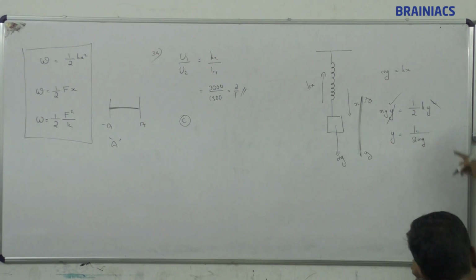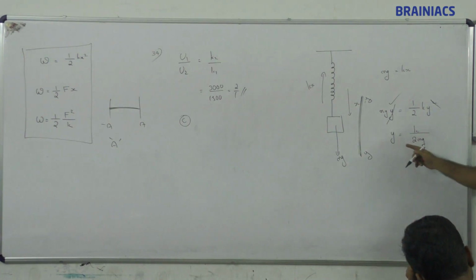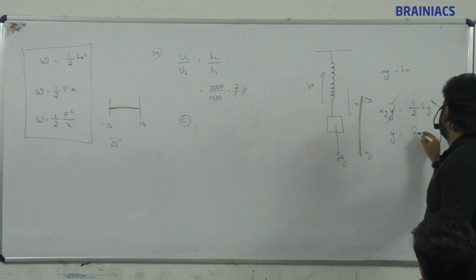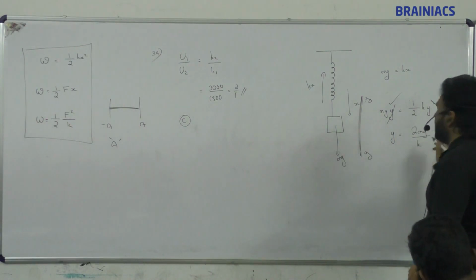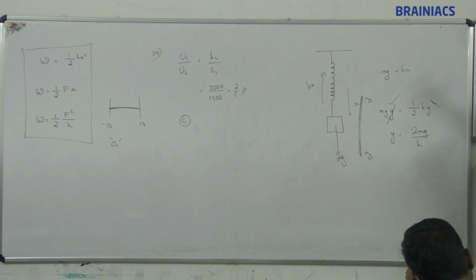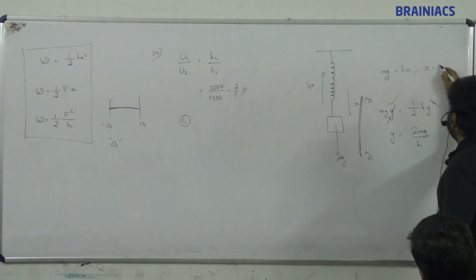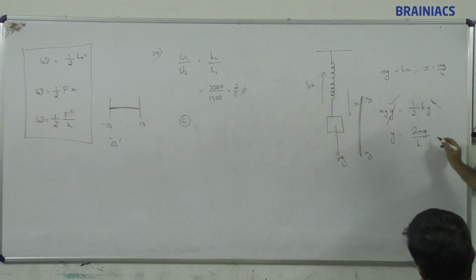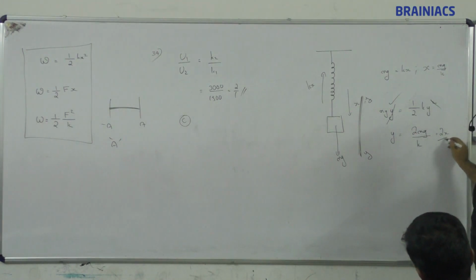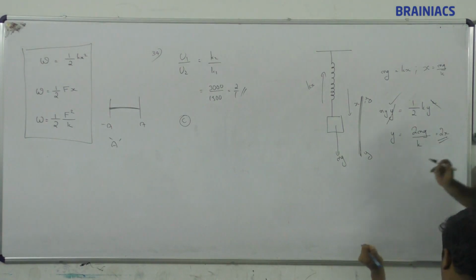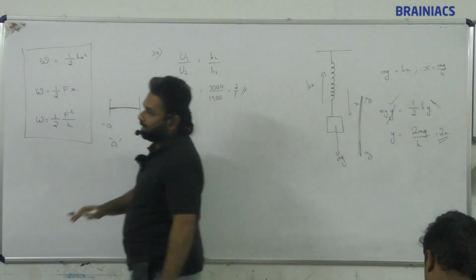Correct or what? No, sir. 2 mg by 2 mg. Sorry, y is equal to 2 mg divided by k. What is kx? What is x here? x is mg by k. So here what is coming? 2x. Bas, over. So y is equal to 2x. Okay, so that time we will have to deal like that.